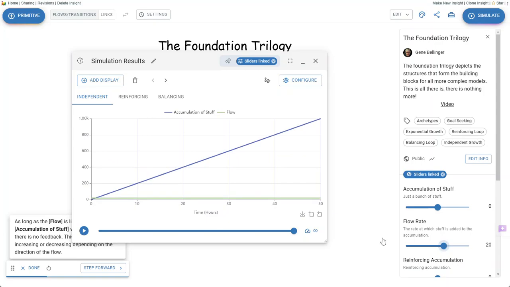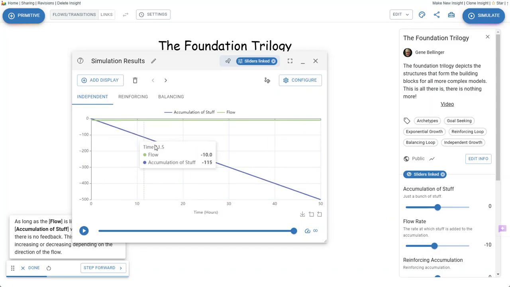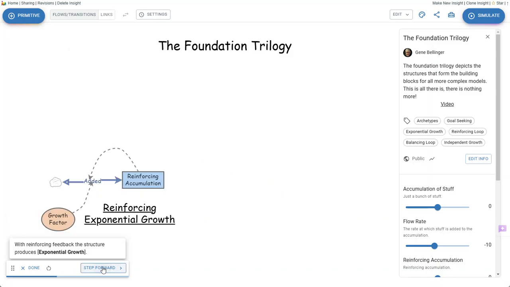So if you look at it, depending upon the flow rate, the actual amount of stuff that accumulates, and here the flow is very small, but it accumulates over time. And it might actually be a negative flow so that what's happening actually declines over time. You can then look at a structure, an exponential growth or reinforcing structure, where the flow is dependent upon the amount of stuff that's in the accumulator based upon some factor, which is typically less than 1.